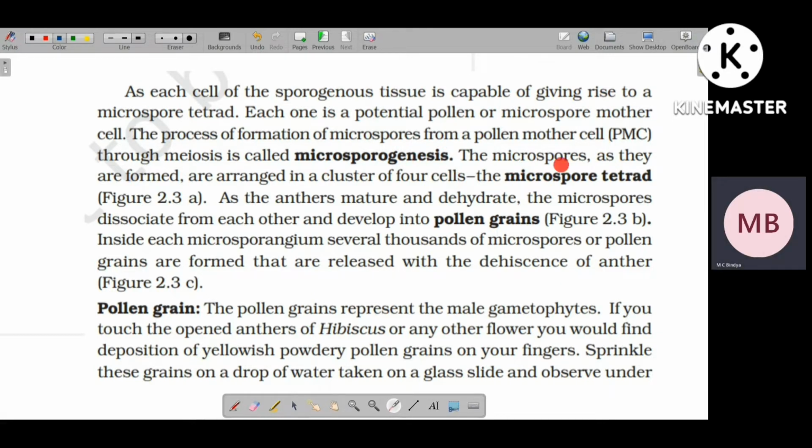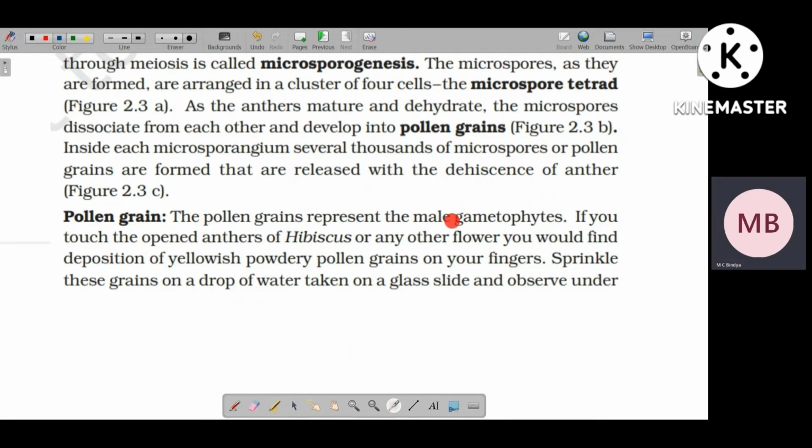The microspores, as they are formed, are arranged in a cluster of four cells, the microspore tetrad. As the anthers mature and dehydrate, the microspores dissociate from each other and develop into pollen grains. Inside each microsporangium, several thousands of microspores or pollen grains are formed that are released with the dehiscence of the anther. The pollen grains represent the male gametophytes.